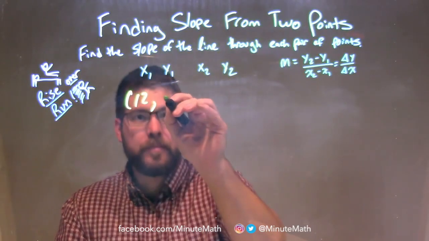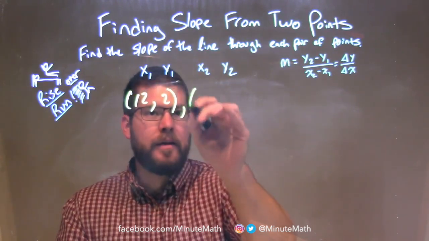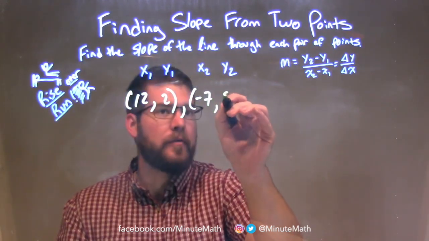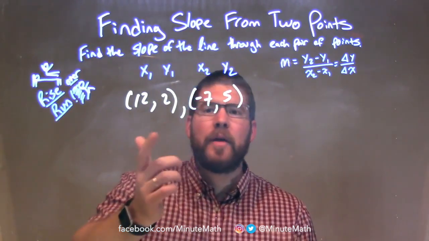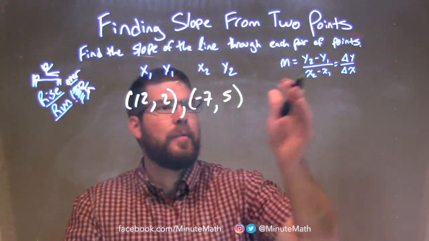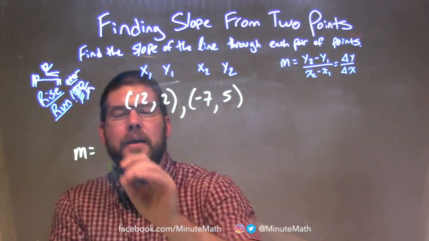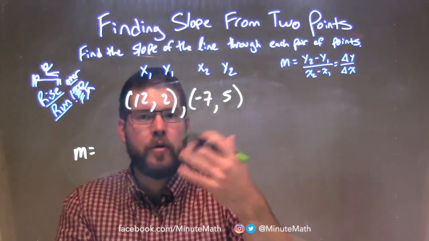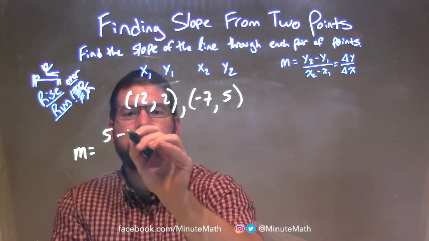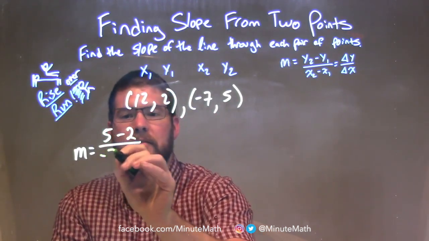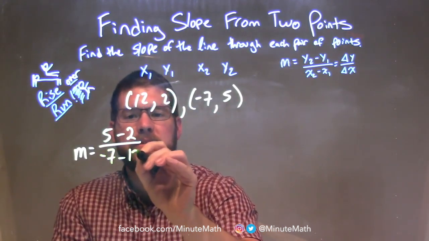12, comma 2, and negative 7, comma 5. Okay, so I was given these 2 points. Well, if I want to find the slope between those 2 points, I'm going to use the slope formula, m equals y2 minus y1 over x2 minus x1. y2 is 5, minus y1, which is 2, over x2, negative 7, minus x1, which is 12.